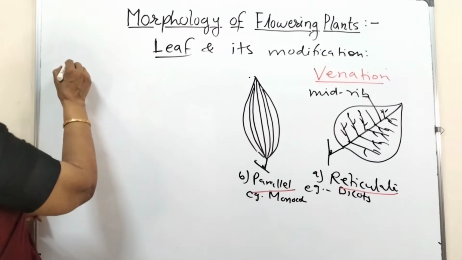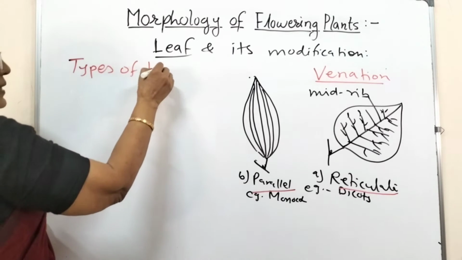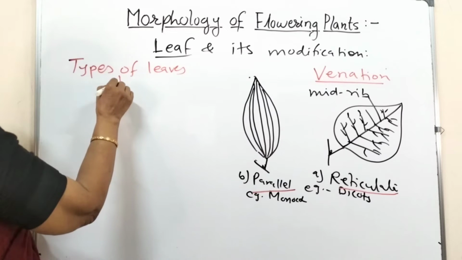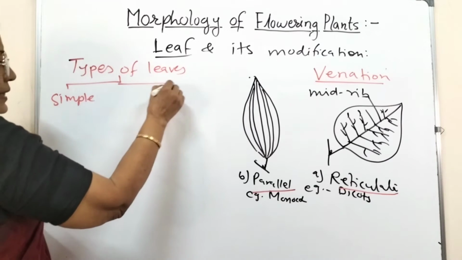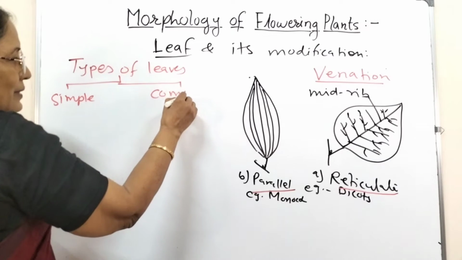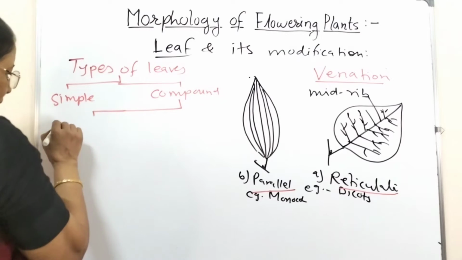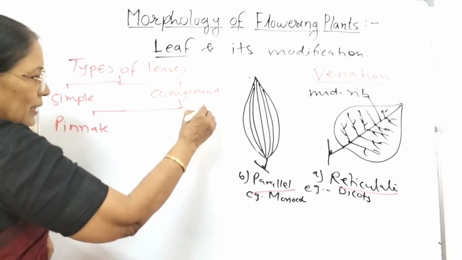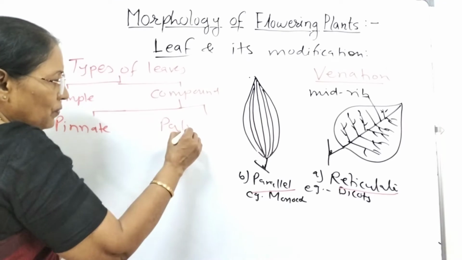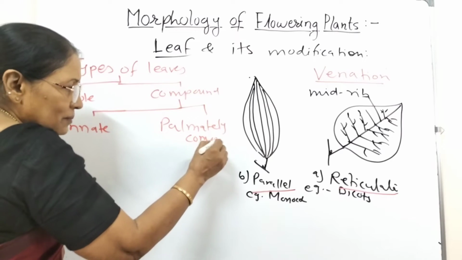Now let us see the types of leaves. Types of leaves means whether it is simple or whether it is compound. Then in case of compound also we find that compound one can be pinnately compound or it may be palmately compound. What do we mean by all these terms?